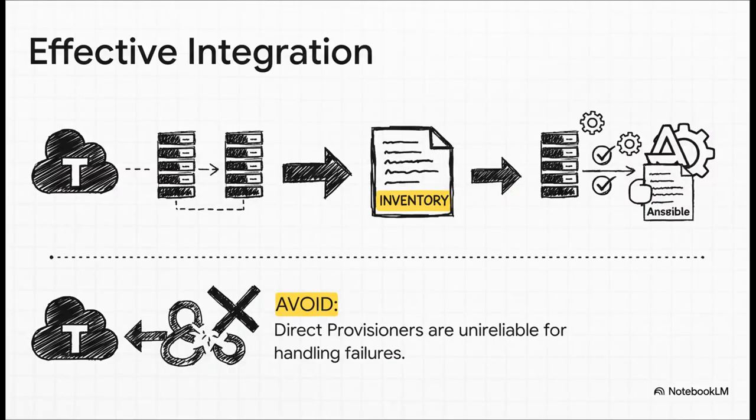So, how do you get them to play nicely together? The best way is a clean handoff. Basically, Terraform builds the servers, then spits out a list of their IP addresses into what's called an inventory file. Ansible then just picks up that file and gets to work.